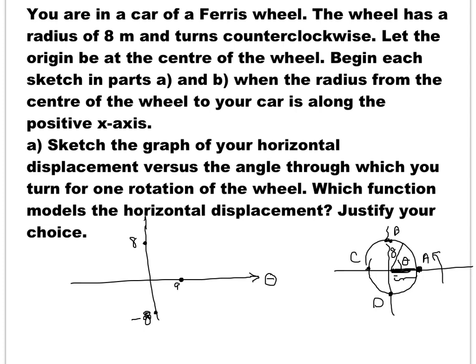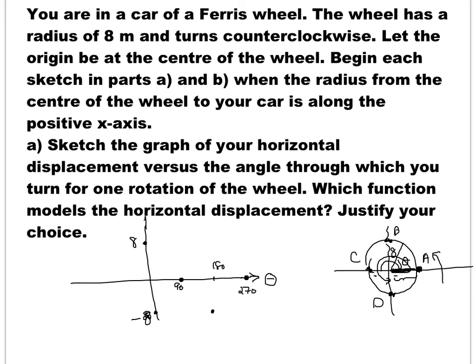So this is your 90 degrees. When theta is 180, meaning this angle, so we are at point C, the distance is negative 8 now. So 180 is going to be negative 8. When the angle is 270, which is this angle, we are at point D, the distance is going to be 0. So 270 is going to be 0, this point.